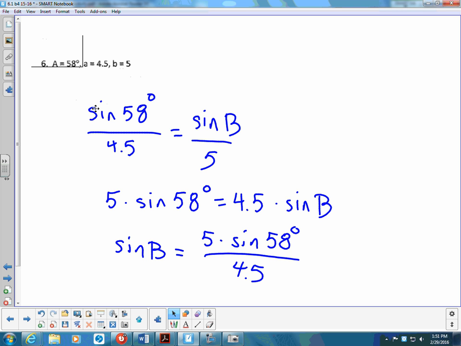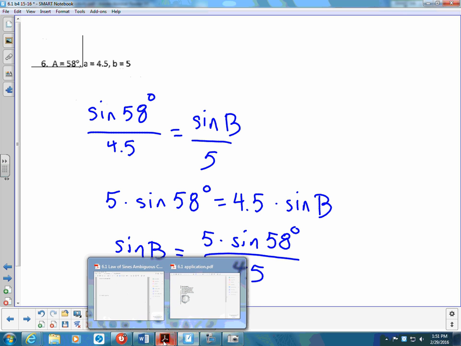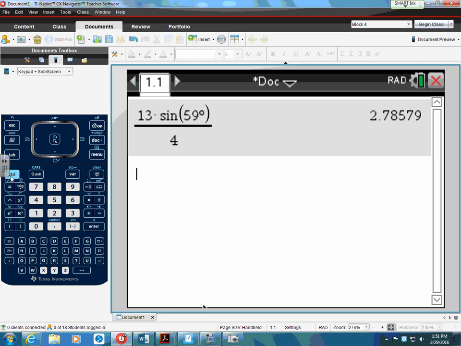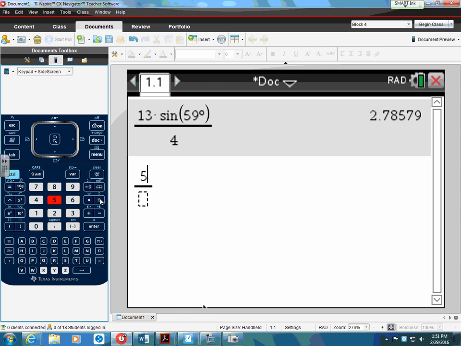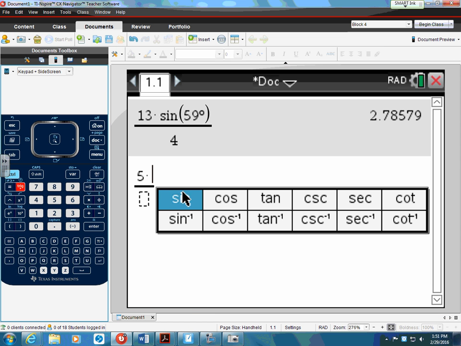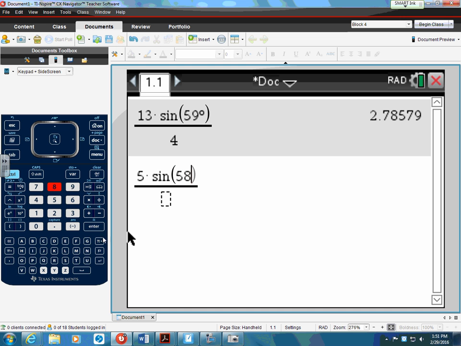We're shooting for some number between -1 and 1, right? Otherwise, we're not going to have a triangle possible at all. So we need 5 times sine of 58 degrees over 4.5. Are you getting 0.9423? Yes. Okay, so 0.9423, what units is this? So it's 0.94 degrees?